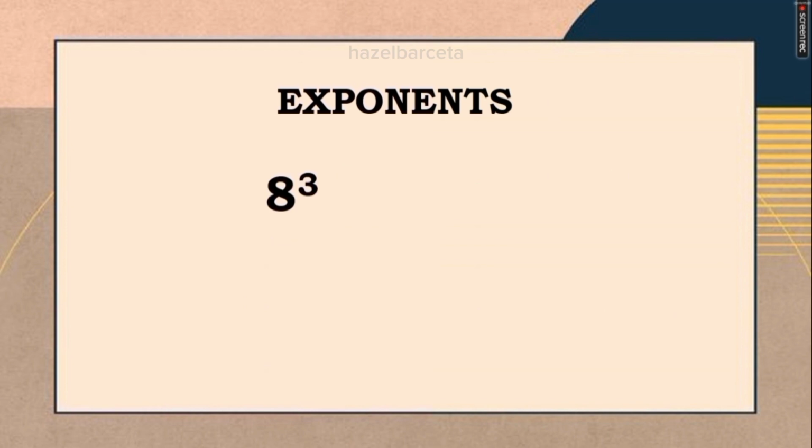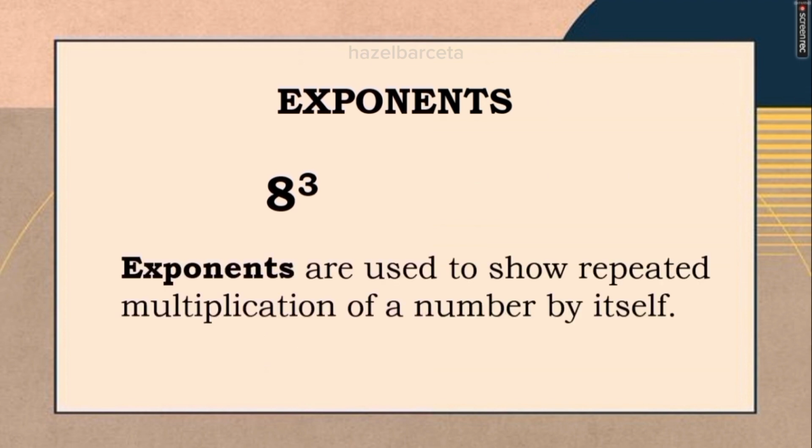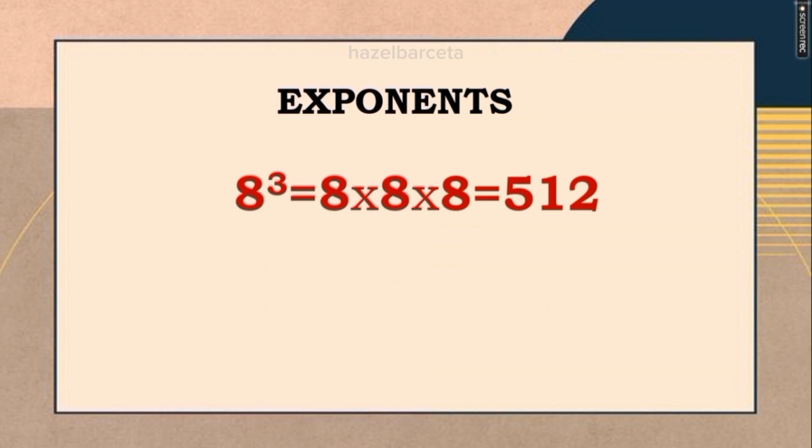And ano naman po ang ibig sabihin ng 8 cubed? Ano naman po ang ibig sabihin ng exponents? Exponents are used to show repeated multiplication of a number by itself. Ibig sabihin, dahil 3 po ang ating exponent sa example, 3 beses po mauulit ang 8. So, 8 times 8 times 8. Therefore, 8 cubed is equal to 8 times 8, 64, times 8 is equal to 512.